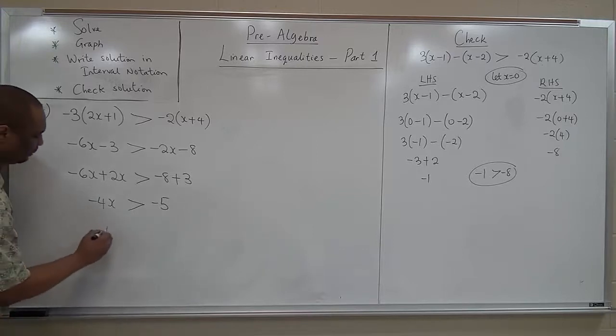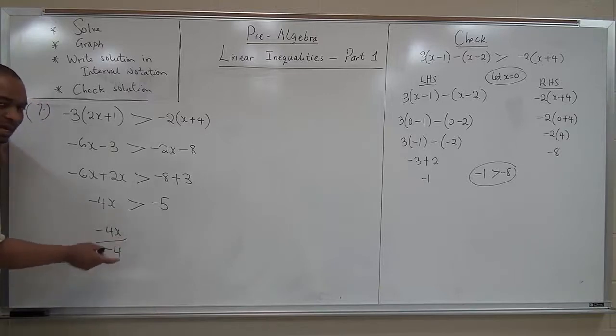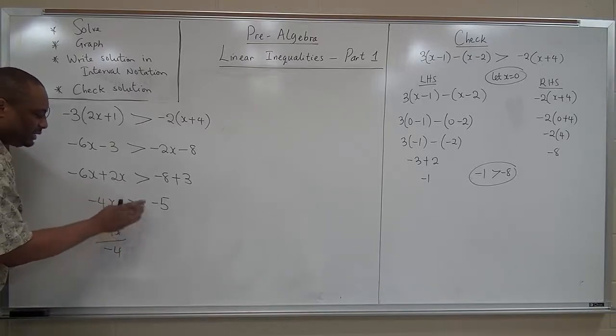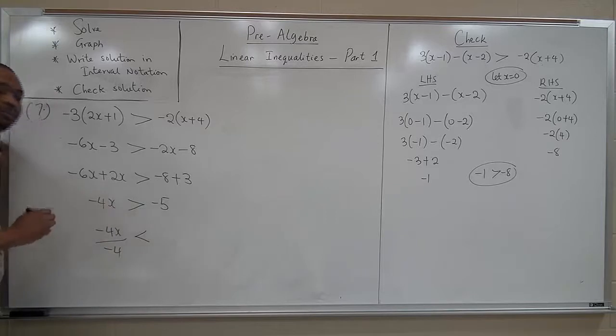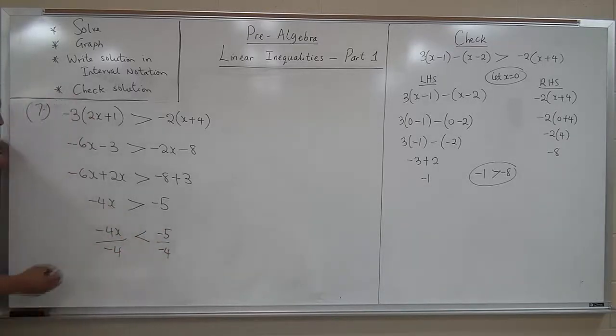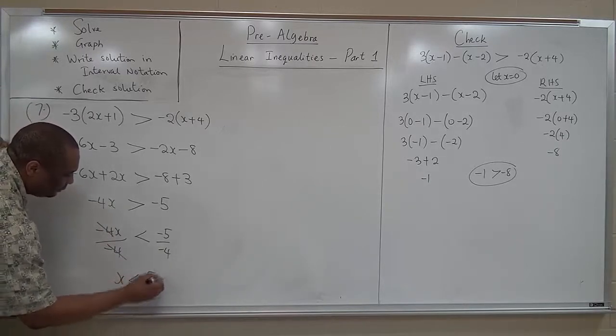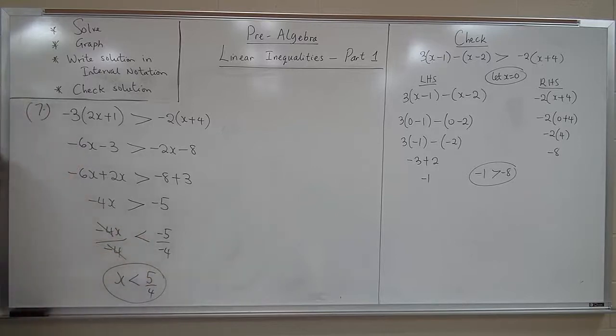So once we divide negative 4x by negative 4, immediately we change the inequality sign. Negative 5 divided by negative 4. This divides this, gives you 1. So x is less than 5 over 4. Negative divided by negative is positive. So x is less than 5 over 4.